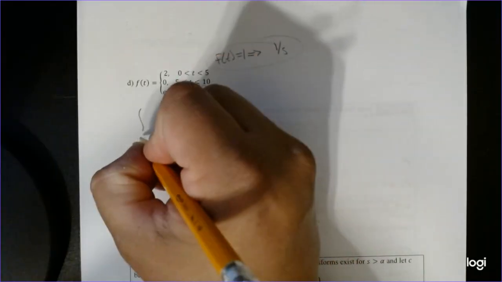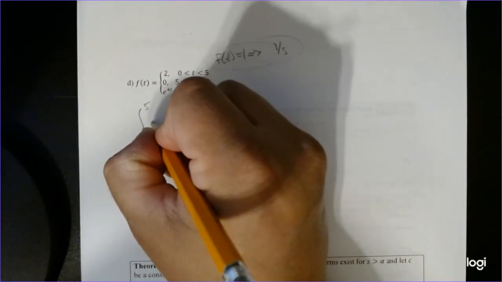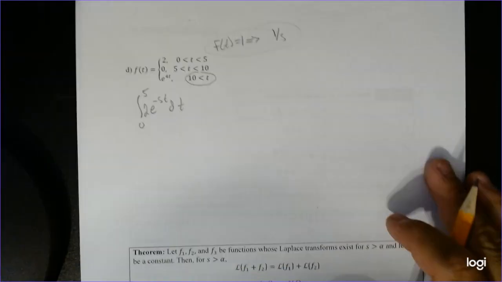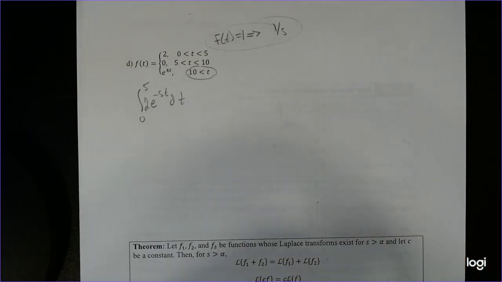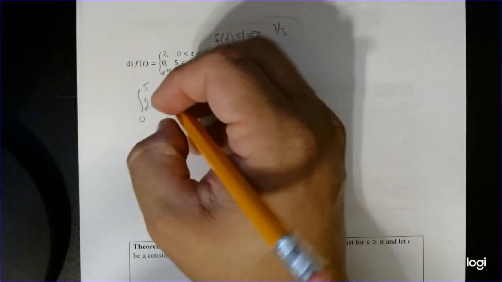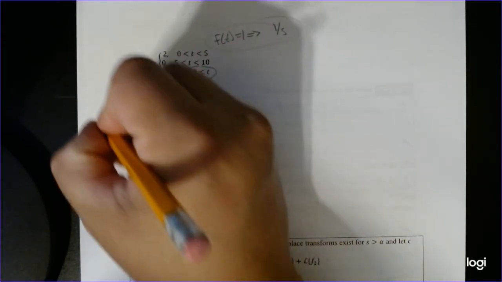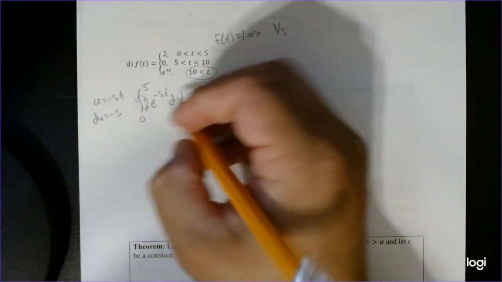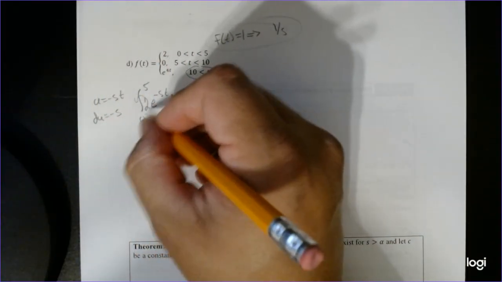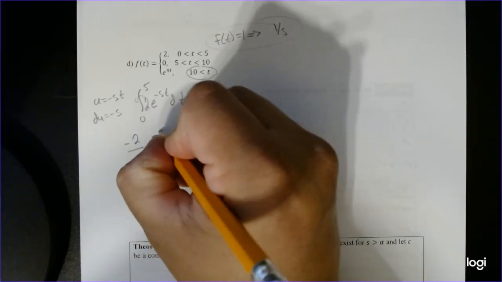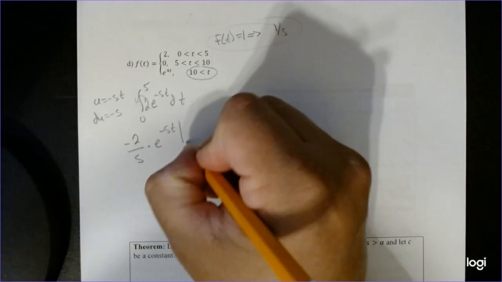It's going to go from 0 to 5 of e to the negative st times 2. And then we just integrate that, same as before. So we did this earlier, right? So I'll put the 2 on the outside. So let u equal this process. du is negative s, so just 1 over it. So, and it's going to be the same. So it's actually 2, or I'll put negative on the front, 2 over s times e to the negative st, evaluate at 0 and 5.